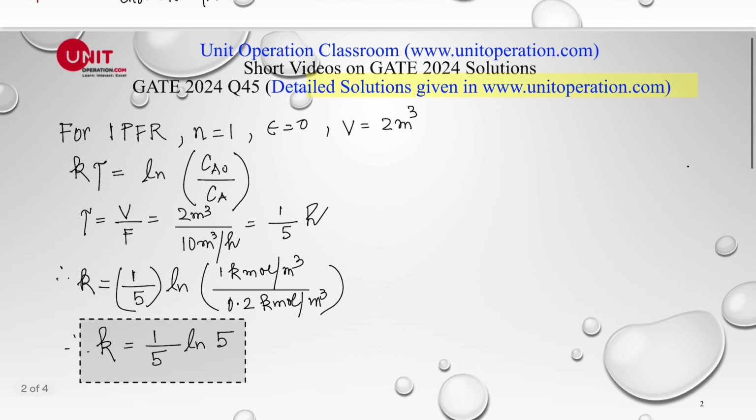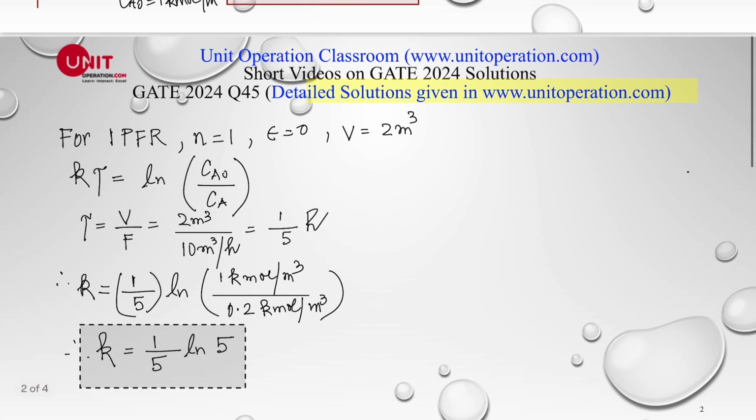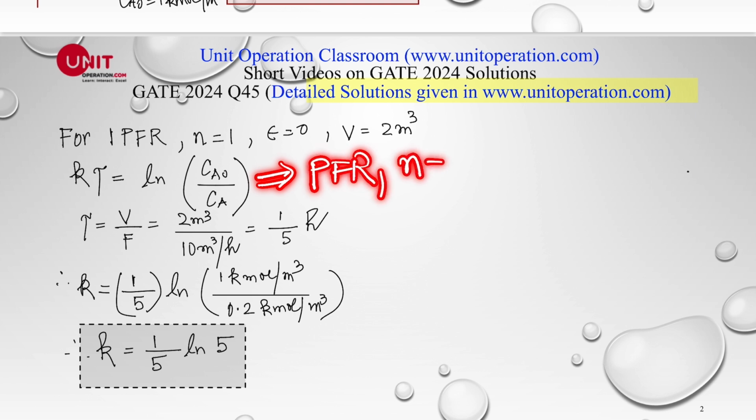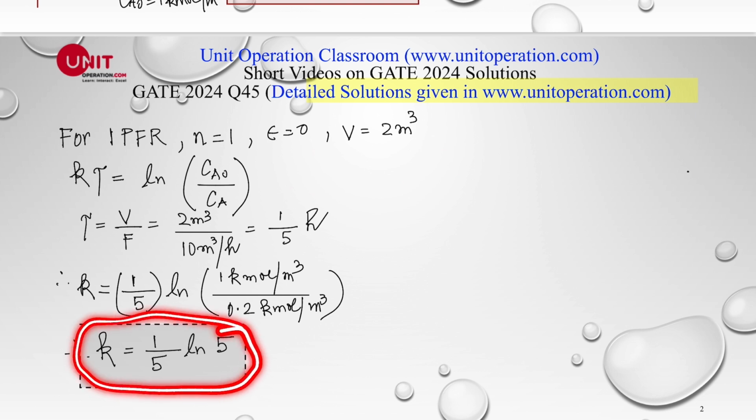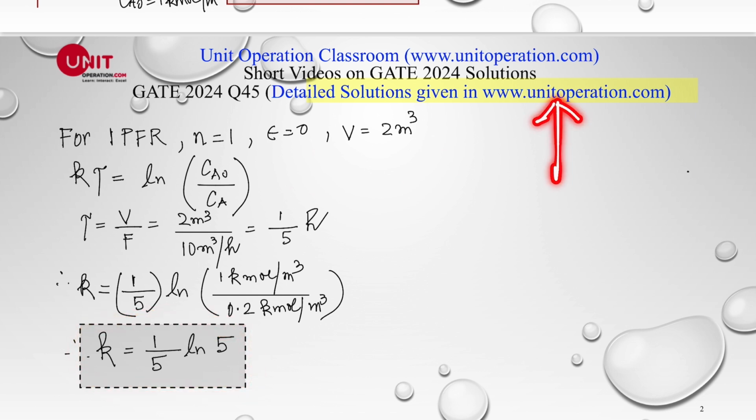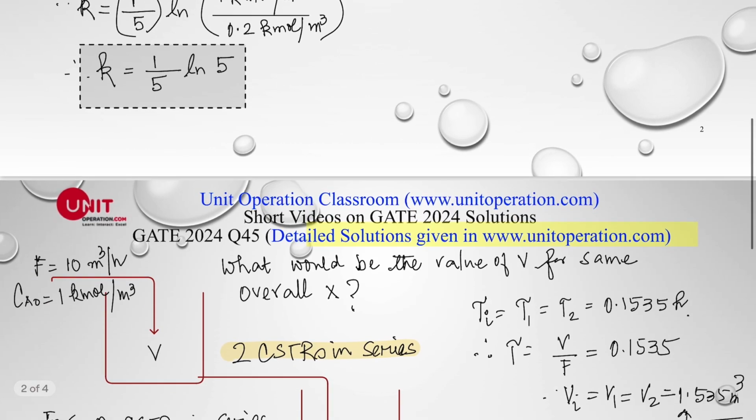Now, from this data, we are going to take one important parameter out. So assume, let's say, this is one PFR. This is a first order reaction. Of course, the value of epsilon is equal to 0. Liquid phase reaction. Total volume is 2 meter cube. This is for a PFR for first order reaction. If we do that, then we get the value of k equal to this. All details are shown over here. So with the value of k, now let's go to the actual problem.